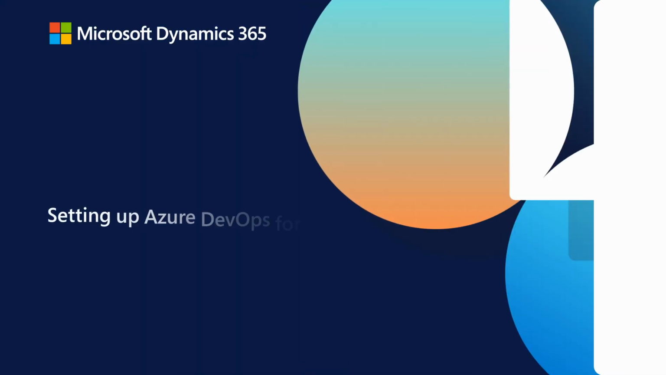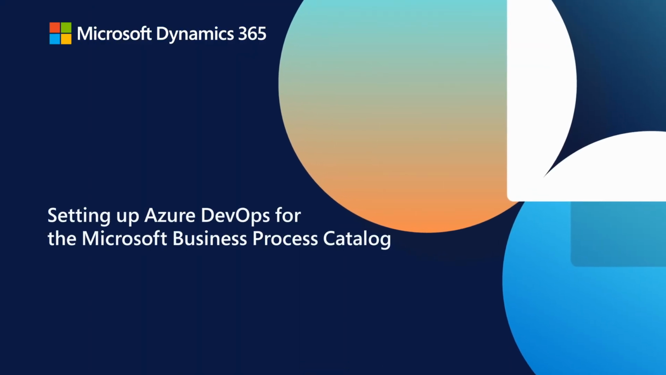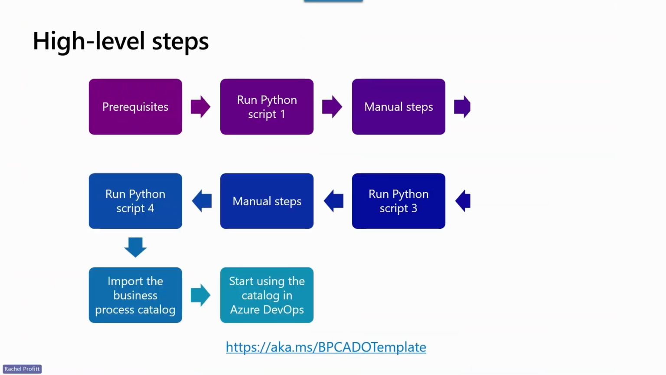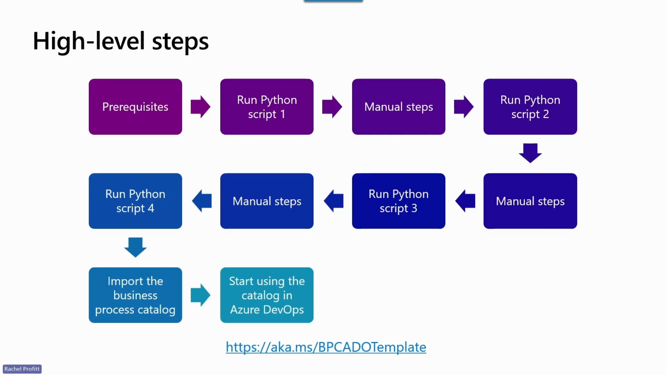So with that, let's go ahead and dive in. We've got a lot to cover today. I want to get started by talking a little bit about how to set up your Azure DevOps project to get prepared for importing the Microsoft Business Process Catalog. If you're not aware, with our March release, we published some new Azure DevOps templates that make it easier to set up and use the Azure DevOps project and the Microsoft Business Process Catalog.